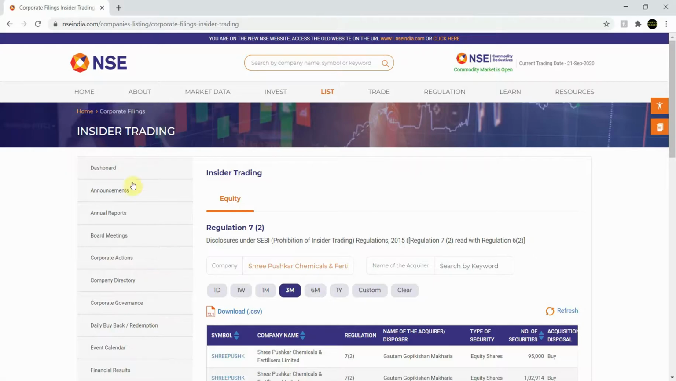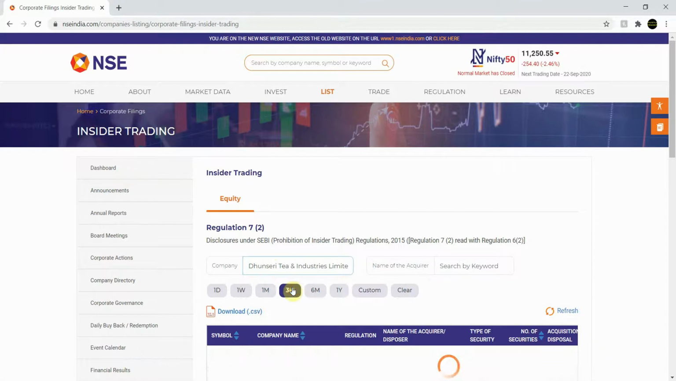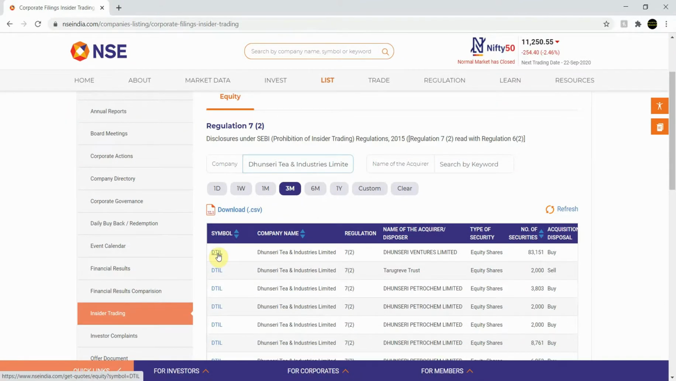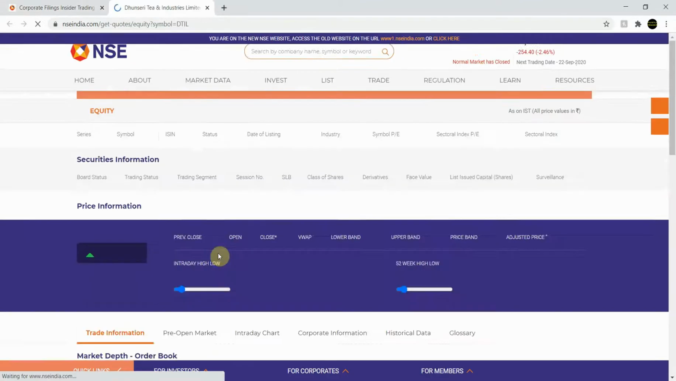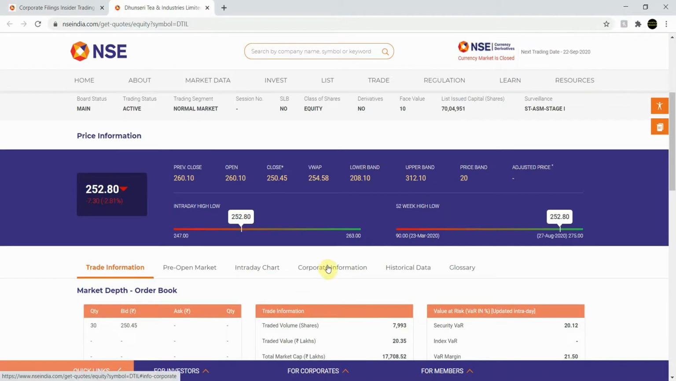Let me just quickly copy it. I'll go to the NSE's website again. I will paste the name. It's Dhunseri Tea and Industries Limited. I'll click on the DTIL symbol. It will redirect us to the page of DTIL. Next, we have to scroll down and go to the corporate information section right here.